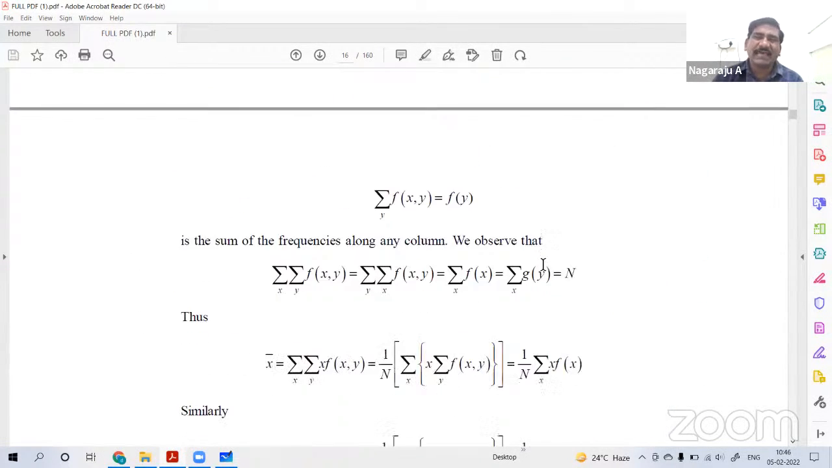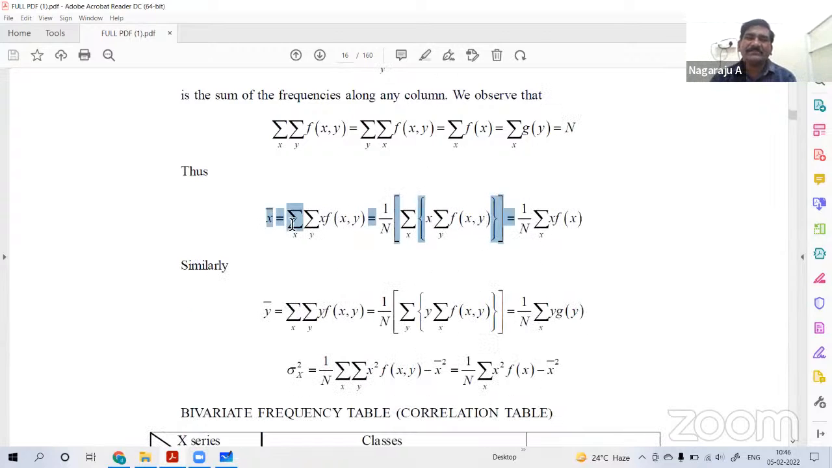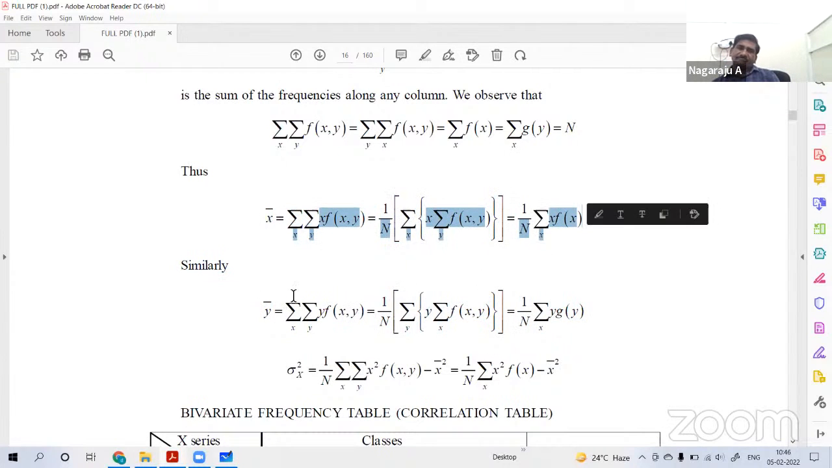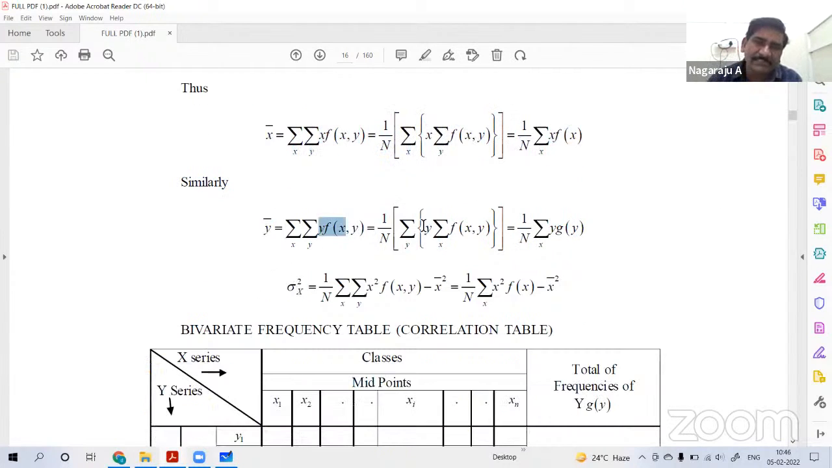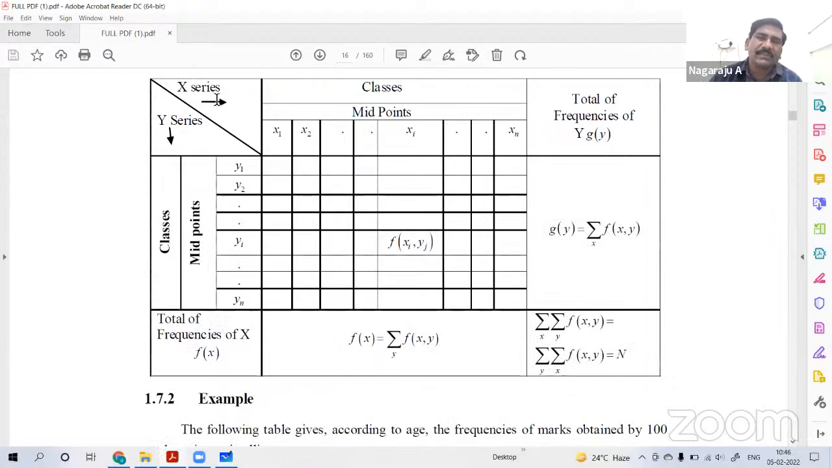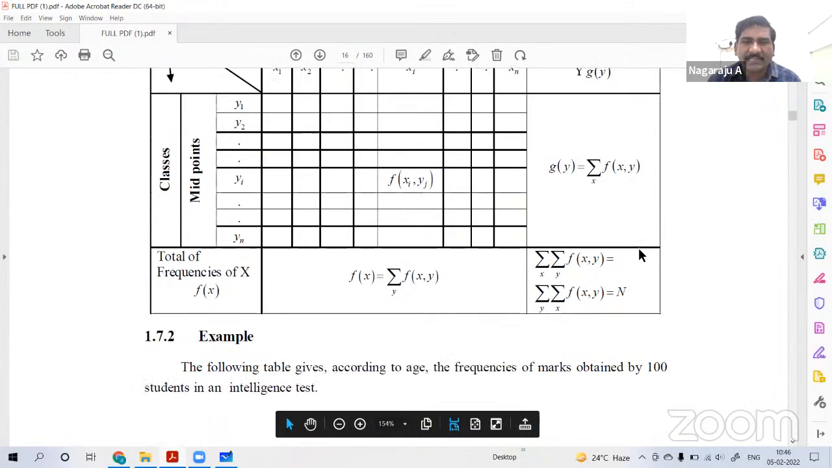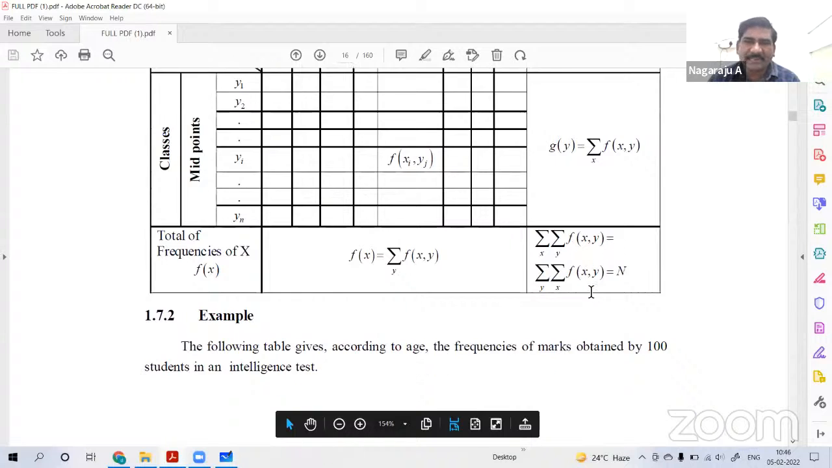Bivariate frequencies means we have a large data set. From that large data point of view, I will calculate the mean. It is also the same procedure, and y bar I can also identify by the same procedure. Now sigma x square equals this one. So with the midpoints, x series and y series, classes and total frequencies, we can identify y into g of y, and g of y will be this total. This is the f of x value, and the total frequencies I can identify as the total sum, the capital N.